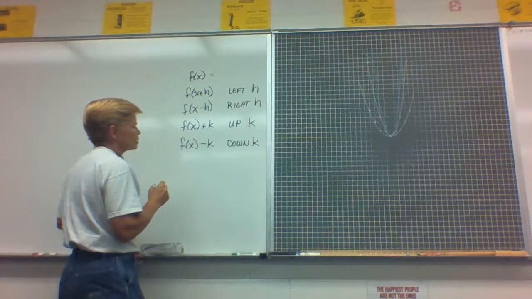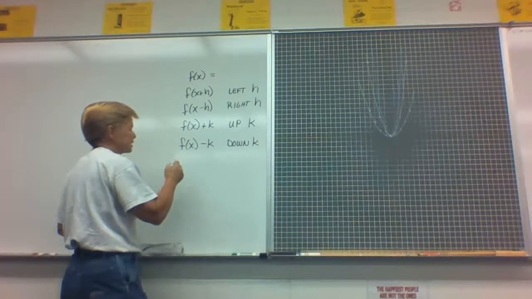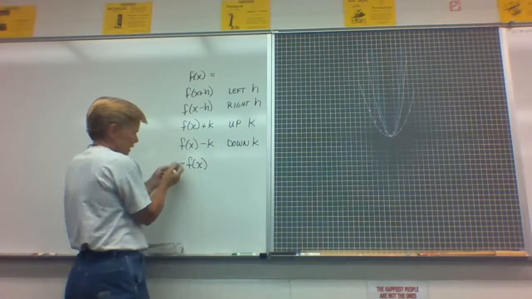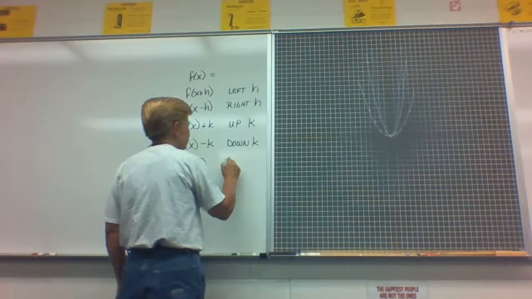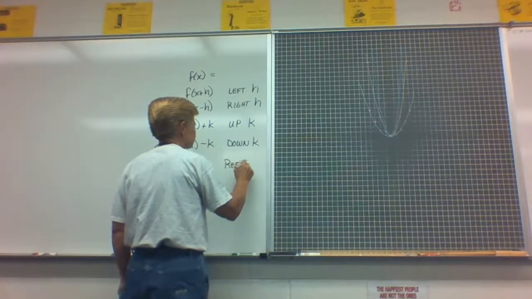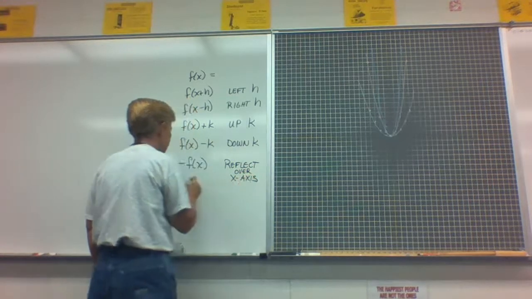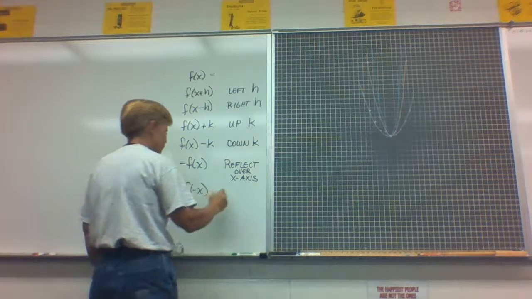We have reflections in the, let's say, in the x-axis. That would be negative f of x. Whatever this original function was, when the negative's on the outside of it, it applies to the entire function. It's going to reflect in the x. And of course, if it's inside, it will reflect over the y.